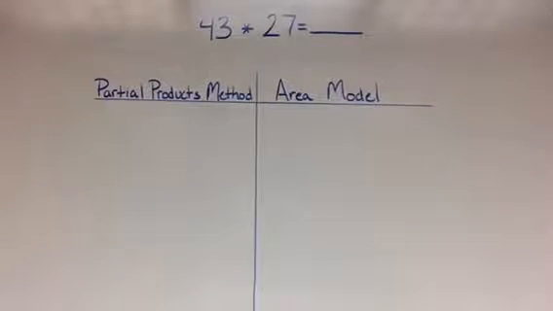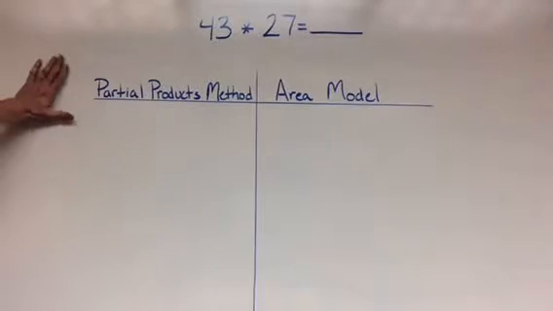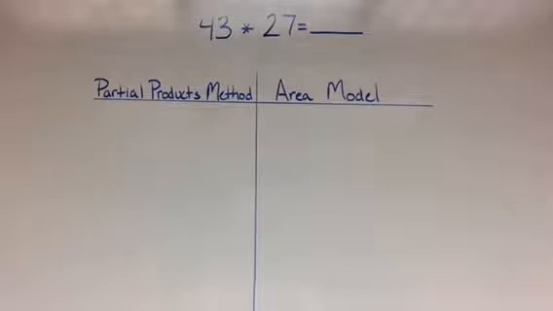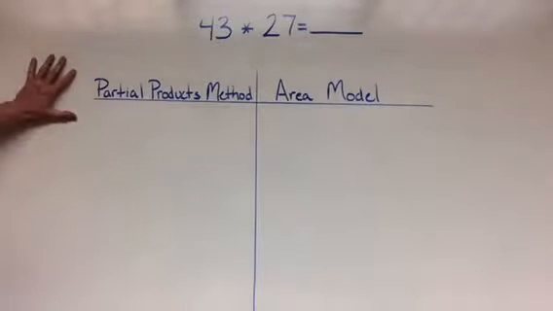Hi there. The standard that we're going to be working on today is 4.NBT.5, multiplication of multi-digit whole numbers. To do this, we are going to be using the strategies of partial products method and the area model. At this point, we don't instruct using the traditional method as students need a strong number sense and place value understanding for the multiplication. Okay, so I'm going to start with partial products method.